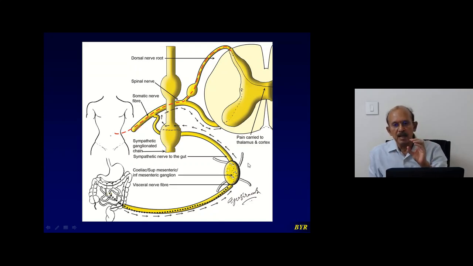The lesser splanchnic nerve goes and joins the superior mesenteric plexus. The least splanchnic nerve goes and joins the inferior mesenteric plexus. Is it clear? Or shall I demonstrate with a drawing?